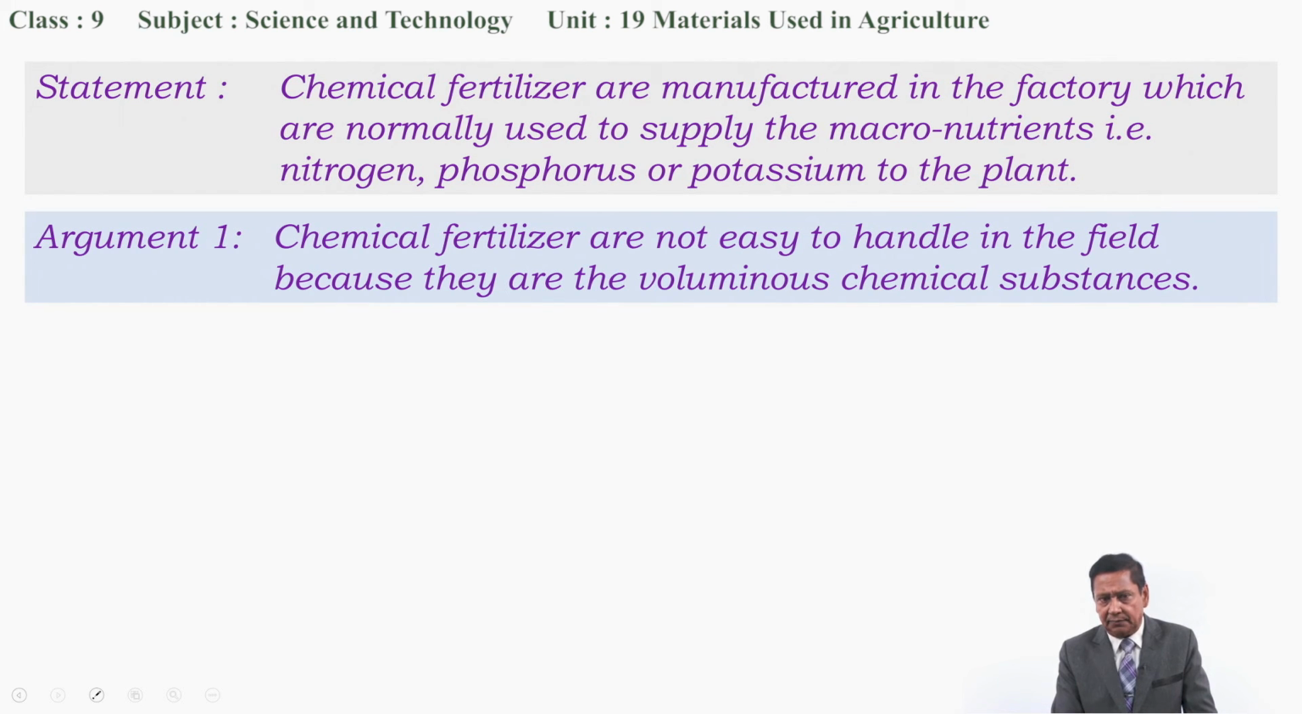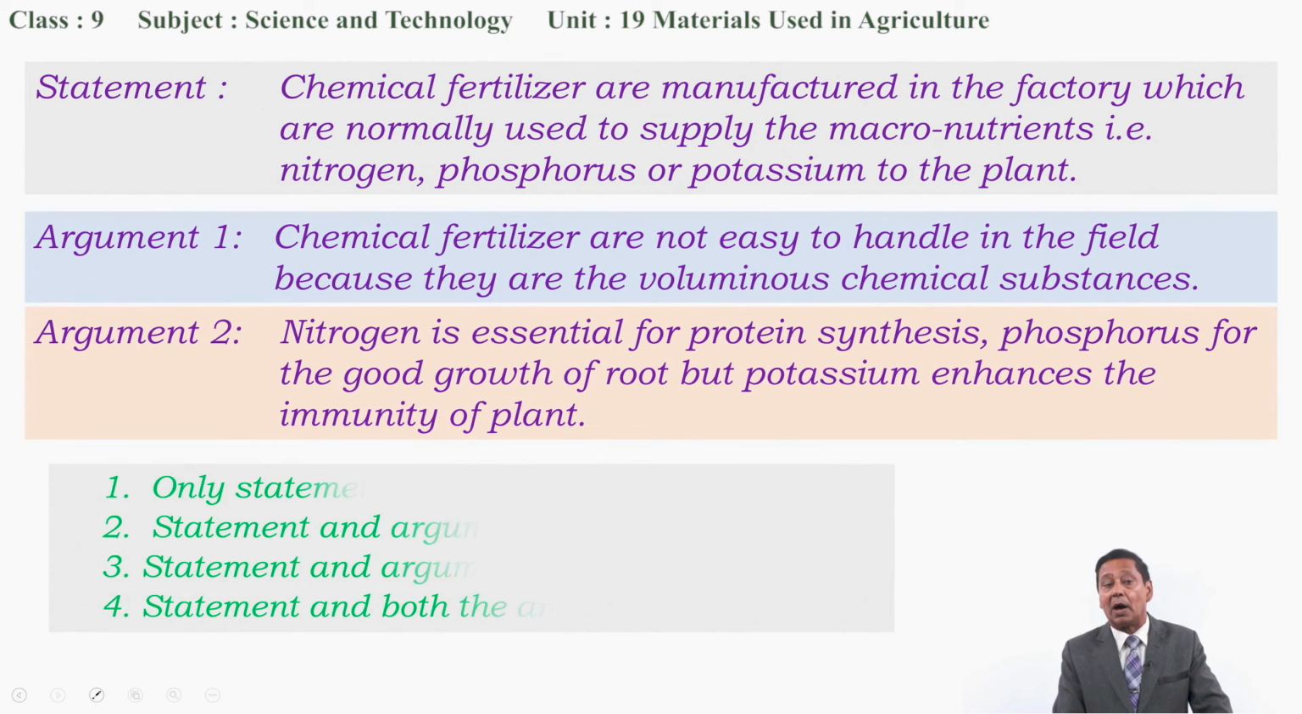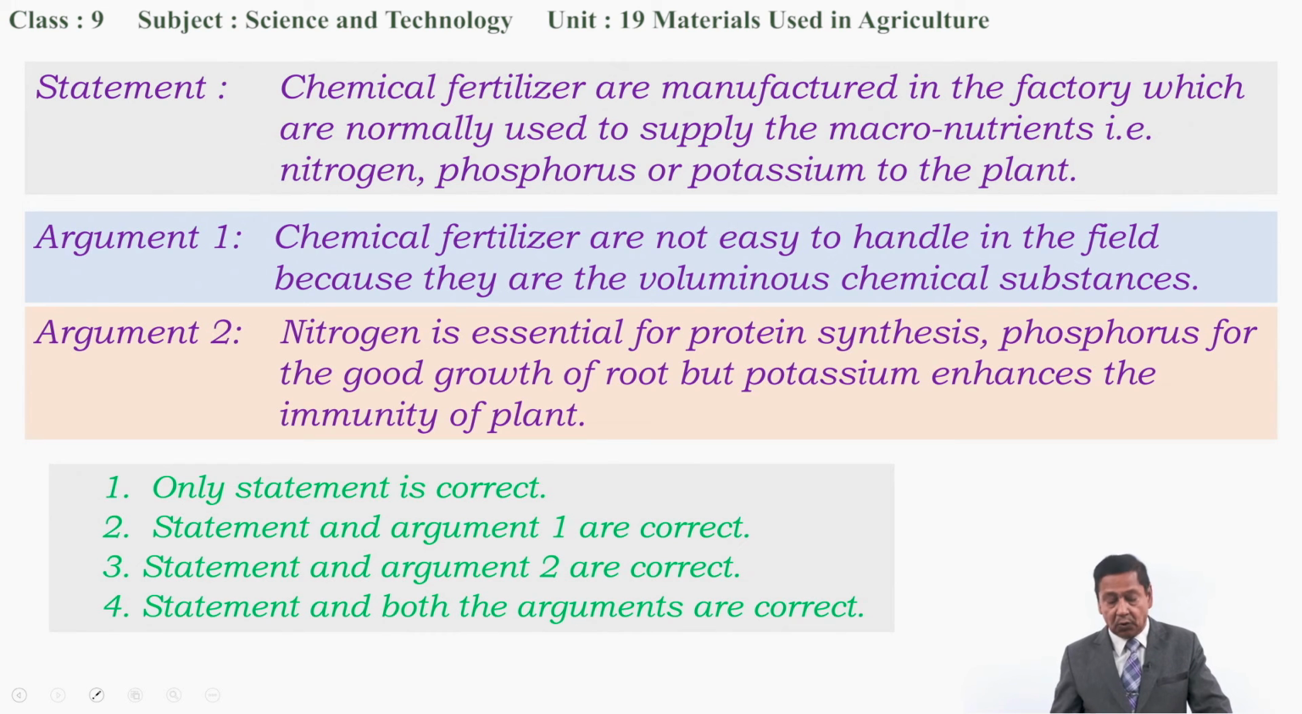Argument number 1. Chemical fertilizers are not easy to handle in the field because they are voluminous chemical substances. What do you think? Is this argument correct or not? Argument 2: Nitrogen is essential for protein synthesis, phosphorus for good growth of root, but potassium enhances the immunity power. What do you think about all these? Statement, argument 1 and argument 2. We have to select one of the options from these 4 options.